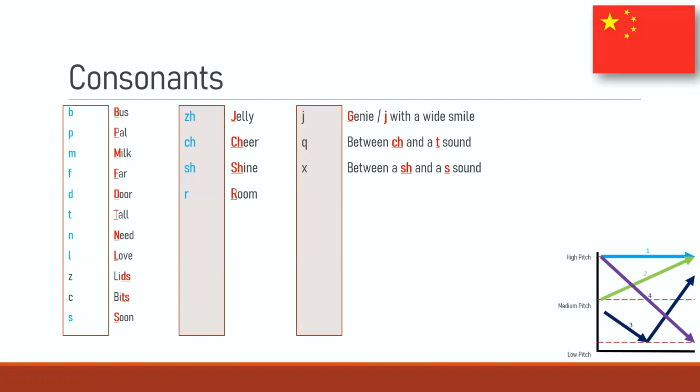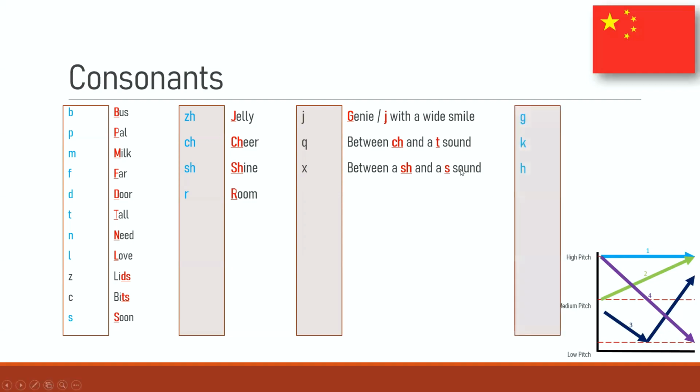Ch. Finally, the same idea with the X. It can be considered as a sound between sh and s. But essentially, you'll get the sound by pronouncing sh with a wide smile and a flattened tongue. So here we go. Sh, sh, sh. It sounds a little bit like a snake hissing.